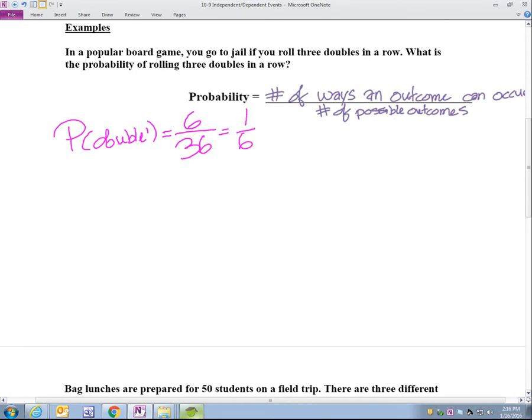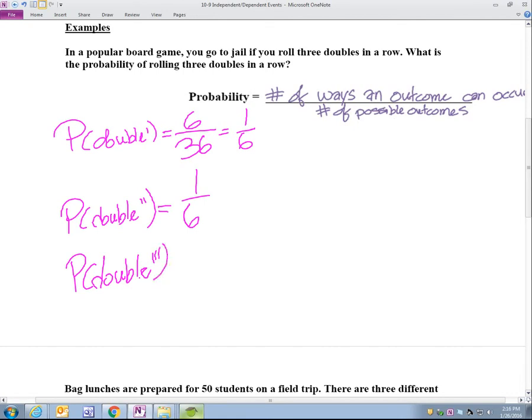Then I have the probability of rolling a double for the second time. Does that change anything? No, it's still 6 out of 36. And once again, the probability of getting a double a third time is once again 6 out of 36. So we're asking, what's the probability of getting a triple double?